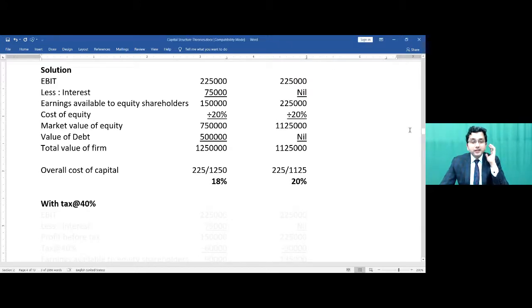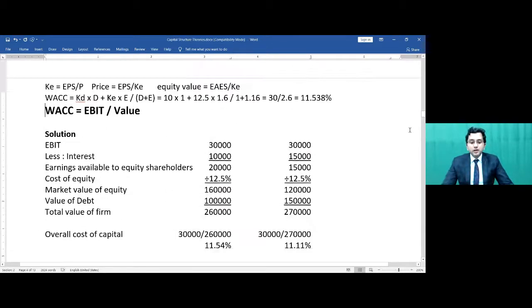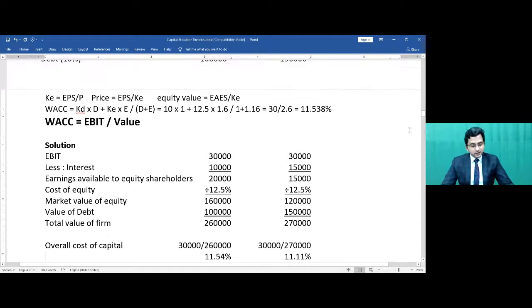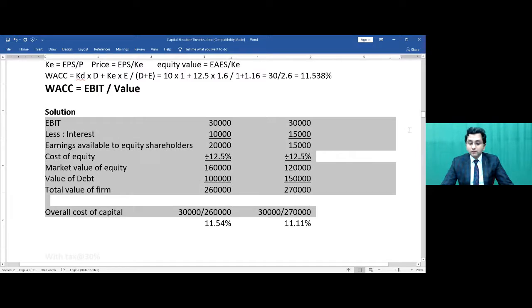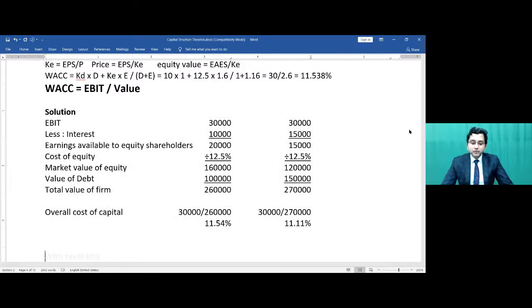Now we have assumed that there is no income tax in case of net income approach. Later, this assumption of no income tax was dropped, that is, income tax is introduced in net income approach. Let's see what happens to net income approach if I introduce income tax. The illustration I solved for you, I will solve again, but this time with income tax at the rate of 30%.